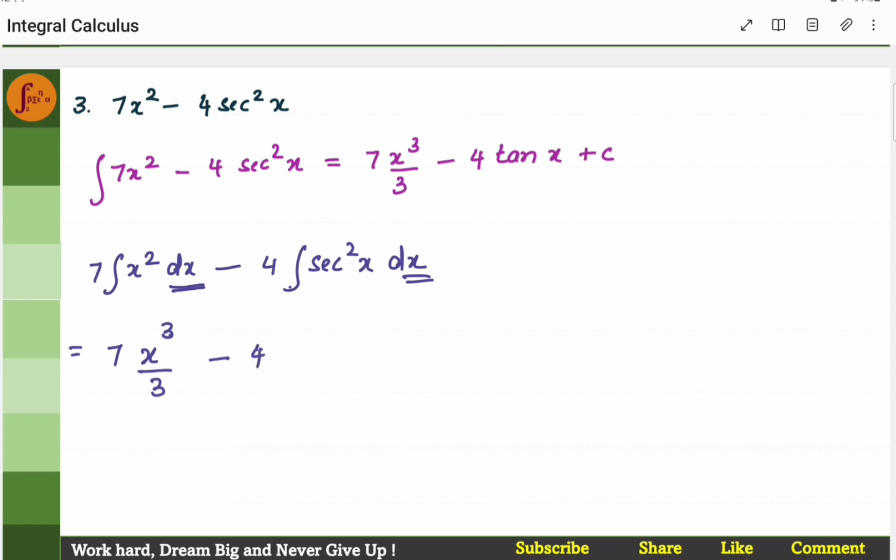Then minus 4, integral of secant square is tan x. This you will have to memorize. Integral of secant square is tan x and then we'll have to put a constant. So the best way is, what is the derivative of tan x? Derivative of tan x is secant square x. So the integral of secant square x will be tan x. That's another way to remember. If we get confused and don't remember the integral, then see the derivative, which gives secant square x.